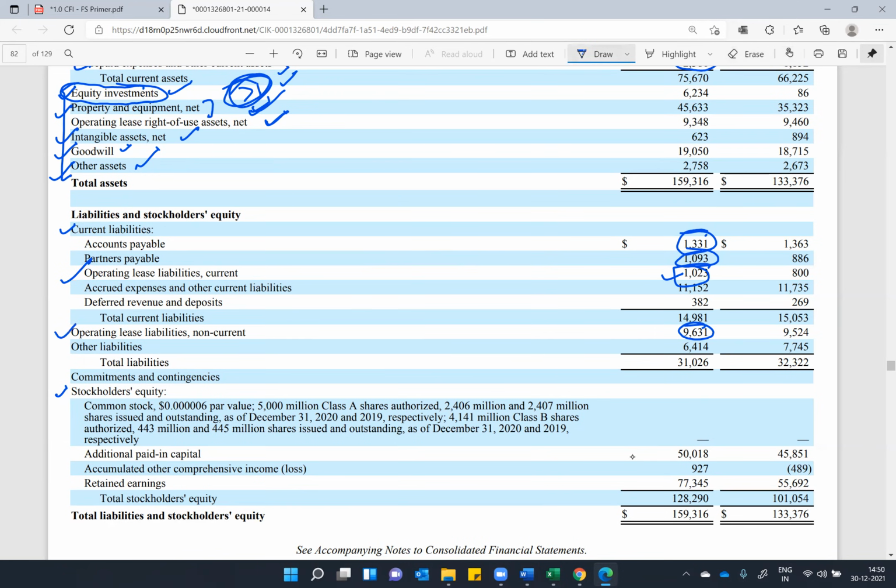So this is done, this is done, this is done. Next is accrued expenses. These are any expenses that you have to pay back. You have taken the service already, but you haven't paid the amount. You can also call it outstanding expenses.